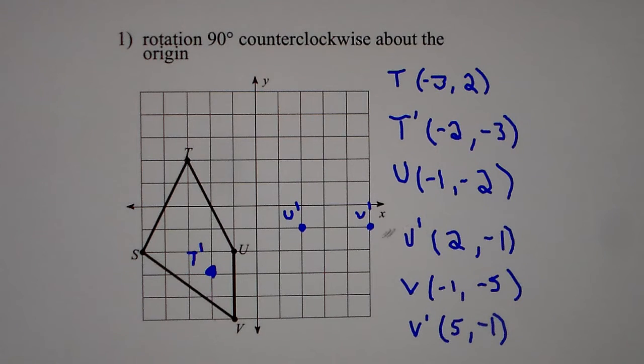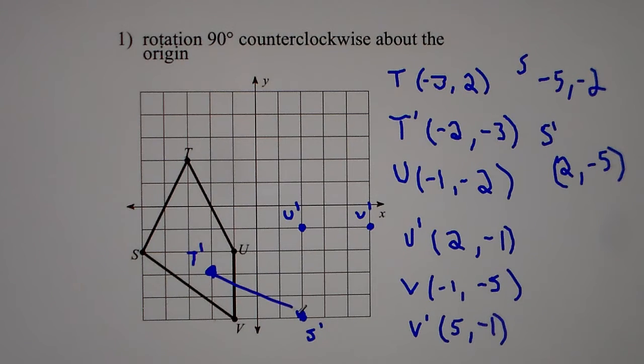Last but not least, our S. Our S is 1, 2, 3, 4, 5, negative 5, negative 2. So (negative 5, negative 2). This is our S. So our S prime, negative 2 turns into positive 2, and negative 5 goes in the second position. So you have (positive 2, negative 5). So positive 1, 2, down 5. Right here is my S prime. You connect those dots, and then we successfully rotated that figure 90 degrees counterclockwise.